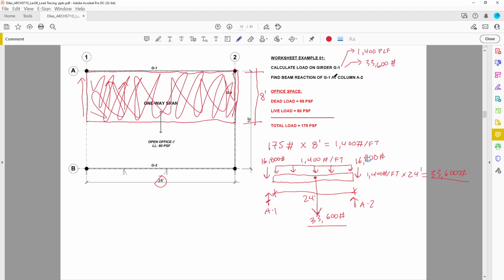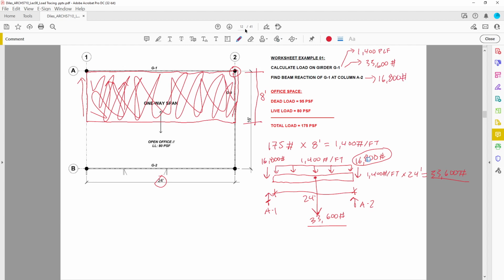And then what is the beam reaction of G1 at column A2? So that's here. That is going to be what we just calculated down here, one half of the load on girder G1. So that is going to be 16,800 pounds. So that's how this works.